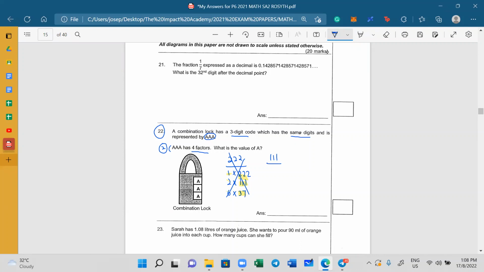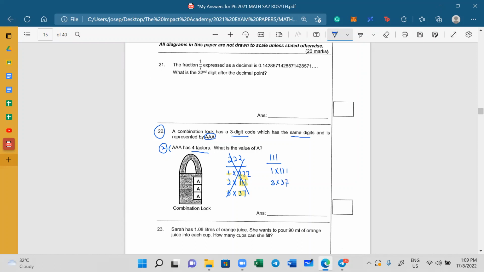Let's talk about 111. If it's 111, it'll be 1 times 111. 111 divided by 2, not divisible, because when you press your calculator or do the normal calculation, you realize that 111 divided by 2 gives a remainder. 111 divided by 3, oh, it's possible. So right now we have 4 factors already in total: 1, 3, 111, and 37.